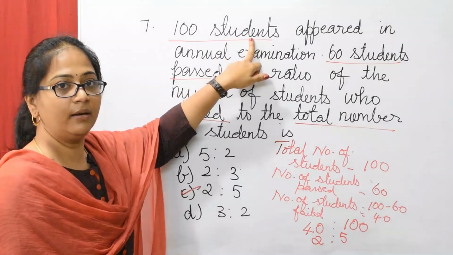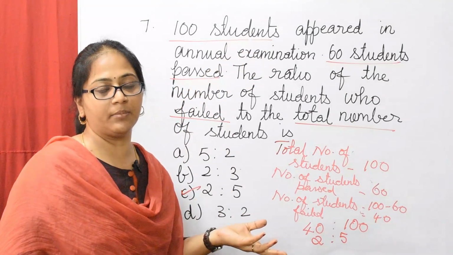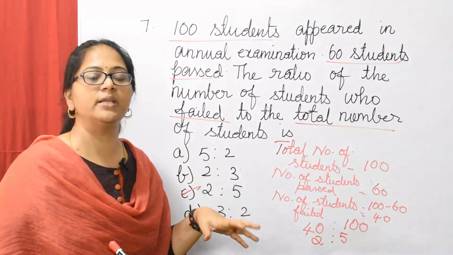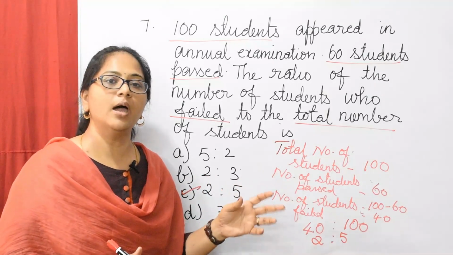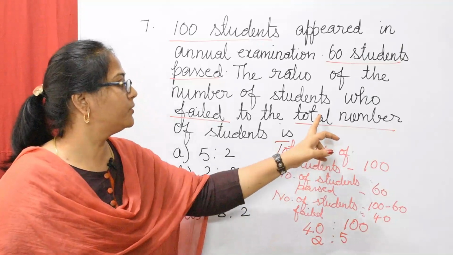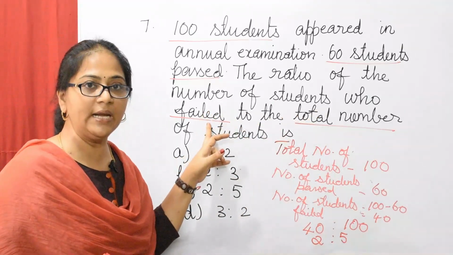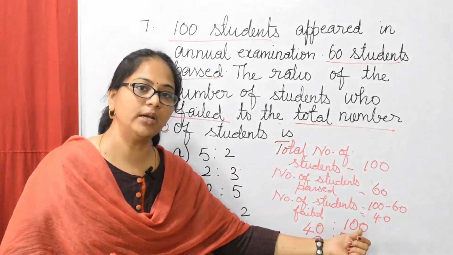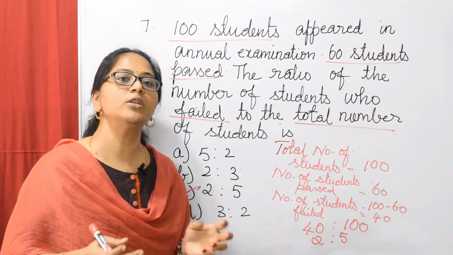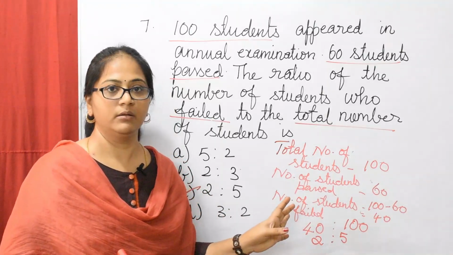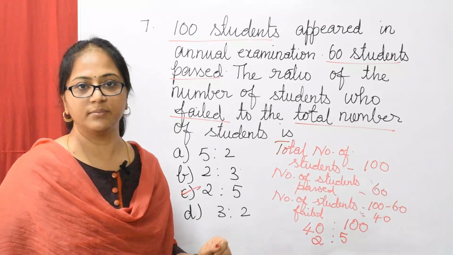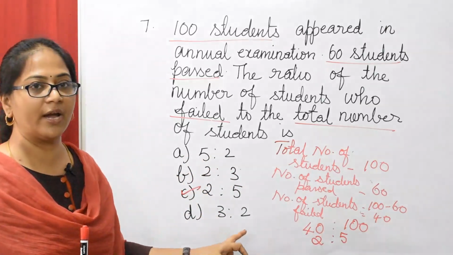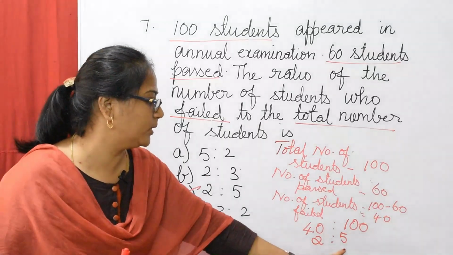See, 100 students are there and 60 students have passed in that exam. So number of students who failed is 100 minus 60, 40 students have failed in that exam. Now we are going to find the ratio of the students who failed to the total number of students. So number of students failed is 40 and total number of students is 100. When we simplify it, it will be 2 is to 5. Got it? Is it simple? See, it is simple, right? Always where you used to make the mistake is, instead of 2 is to 5, you immediately write the numbers 2 and 5.